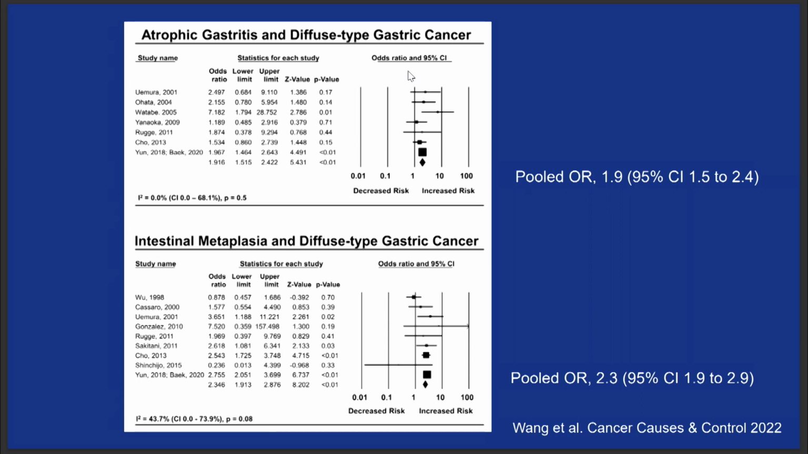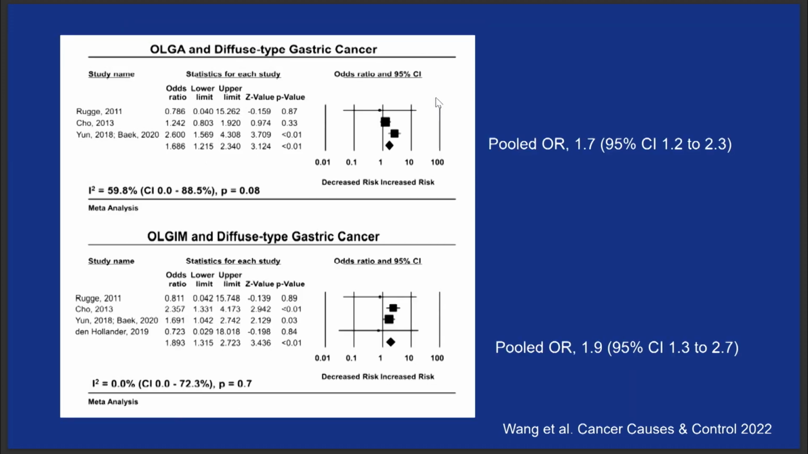On this topic, Rob conducted a nice study, compiling all the evidence, and he found pooled odds ratios of 2 for the association between atrophic gastritis or intestinal metaplasia and diffuse type gastric cancer. They also found that studies that reported OLGA and OLGIM had pooled odds ratios of about 2 between OLGA or OLGIM stages 3 and 4 versus 1 and 2, and they found this also associated with diffuse type cancer.